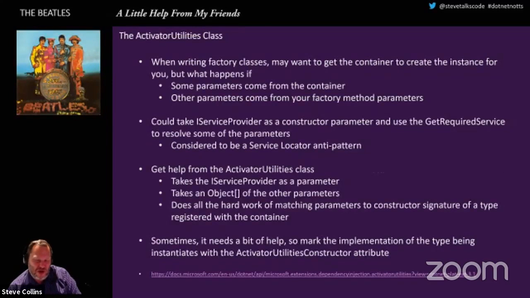But that's an awful lot of work, and you're having to marshal what's coming from the container and what's coming from parameters. In .NET Core, there's this class, the ActivatorUtilities class, and it's really helpful grunt work for you. Using that class, you can pass it an IServiceProvider, which you've taken in the constructor to your factory or your builder.